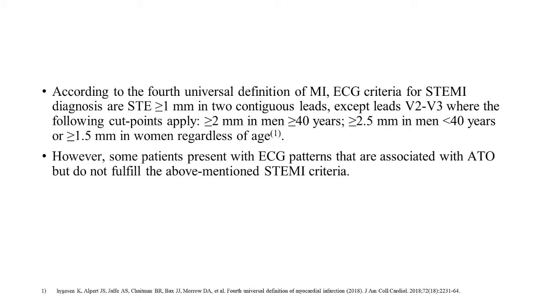So the fourth universal definition of myocardial infarction, as per the American Heart Association, says that there is ST elevation of more than 1 mm in two contiguous leads, except in V2, V3, where the following cut points are used: 2 mm in a man more than 40 years of age, 2.5 mm if the person is less than 40 years of age, and in women 1.5 mm regardless of age. So this was the criterion that we were using until now.